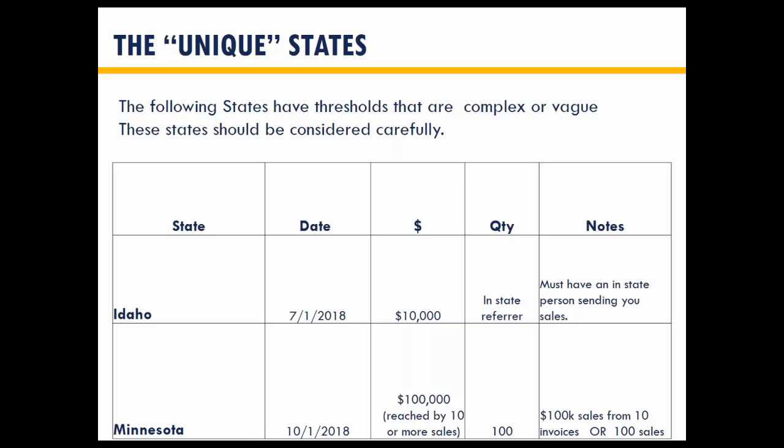Minnesota's is kind of neat. It's $100,000, and you got there through at least 10 transactions. So think of that part as an "and." 100,000 by at least 10 transactions, or 100 sales. Well, I could be shipping $10 boxes of sparklers into Minnesota. If I send 100 of them, I need to register.